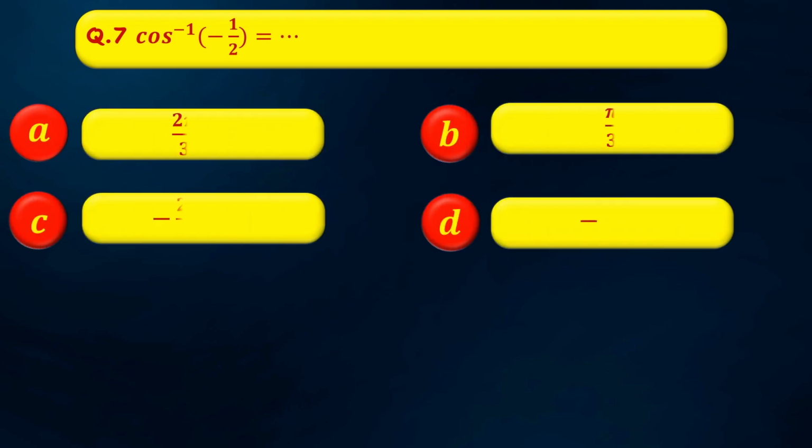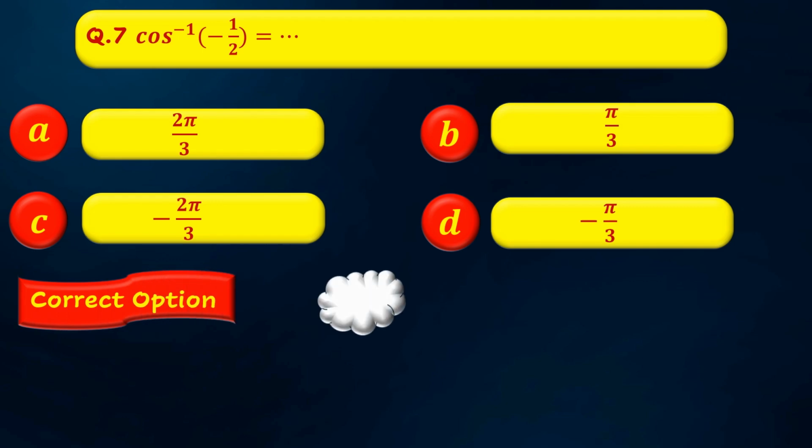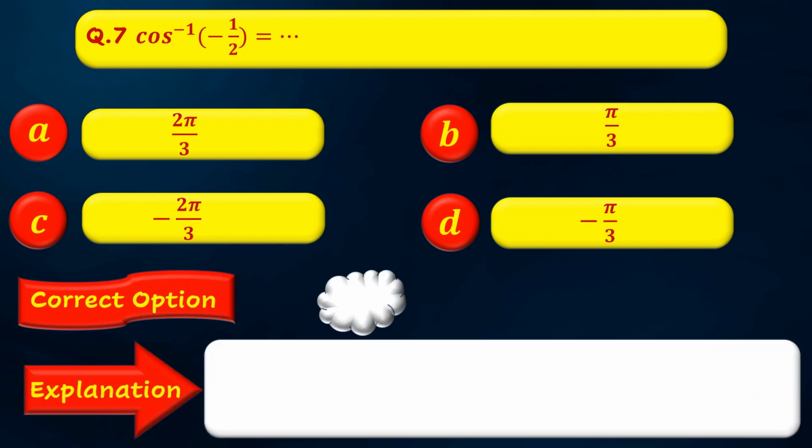Question number 7. Cos inverse minus 1 by 2 is equal to, and the options are. Let's find out which one is the correct option. But before that, let's explain it. We put y is equal to cos inverse minus 1 by 2, it gives cos y is equal to minus 1 by 2. Now first we assess the reference angle from this relation. We take the system to the first quadrant and we get cos y is equal to 1 by 2, which gives y is equal to pi by 3.